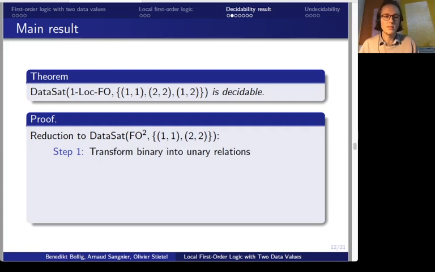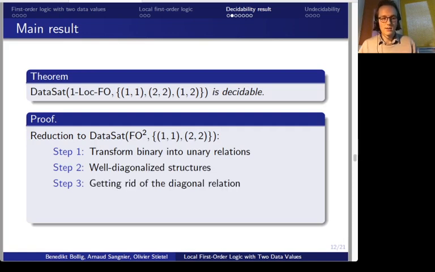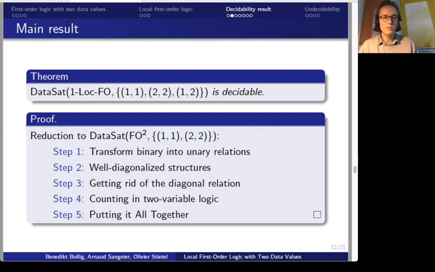The first step is to transform the binary relation into unary relation. The second step is to introduce the concept of well-diagonalized structures. The third step is to use the two previous steps to get rid of the diagonal relation. And the fourth step is to count in this two variable logic. And in this presentation we add a last step resuming all this.